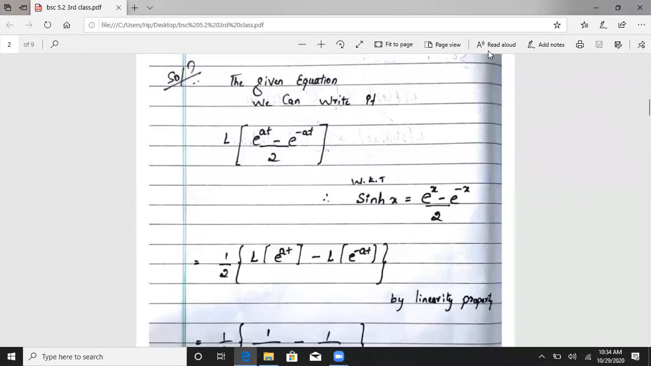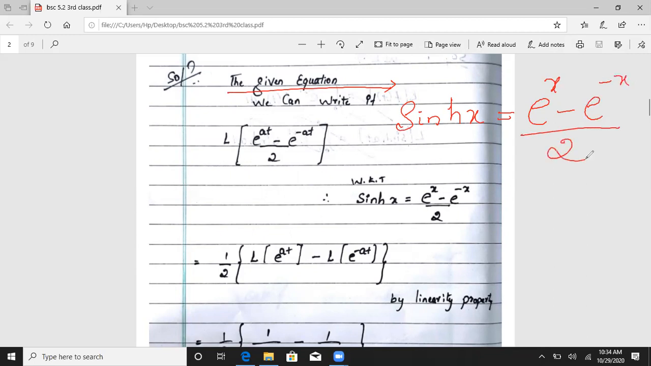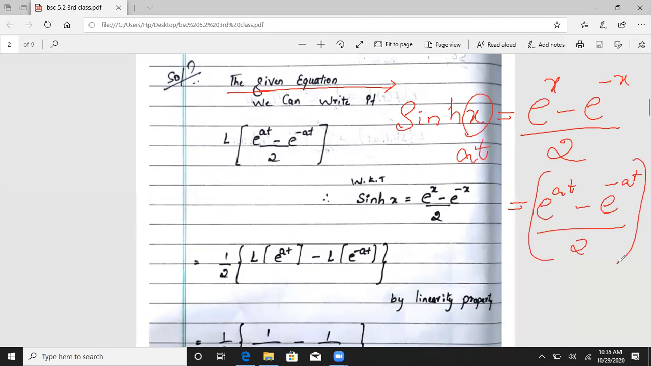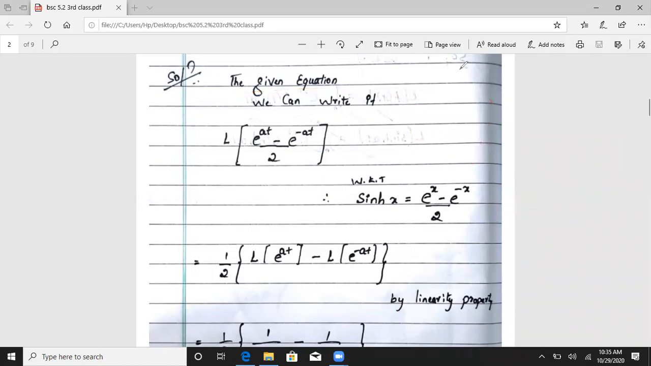Now the given function, as you already know, guys, the sine hyperbolic function of x we can write as e to the power x minus e to the power minus x, divided by 2. Here instead of x we have to write at. That means e to the power at minus e to the power minus at, divided by 2. We have to solve this function as simply as possible.